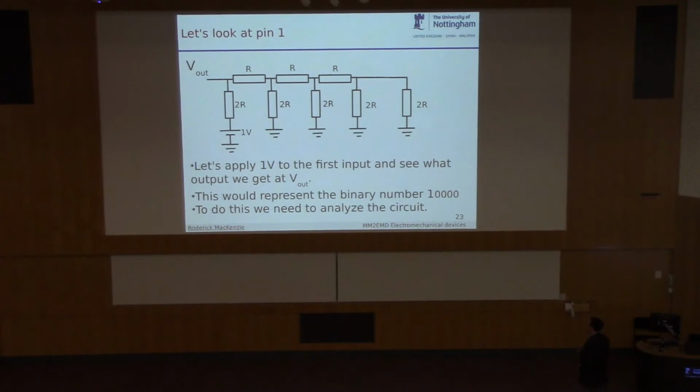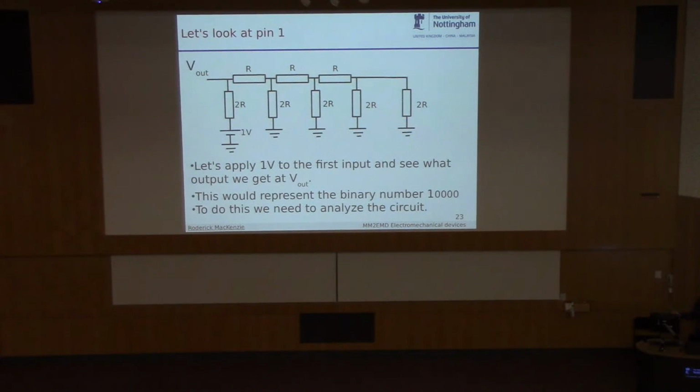So let's apply 1 volt to this pin here. So we've got a number of 1, 0, 0, 0, 0. So this is connected to 1 volt, this is connected to 0 volts, this is connected to 0 volts, this is connected to 0 volts, this is connected to 0 volts. And the game is to try and figure out what is V out for this circuit. What is the output there? Now, it's incredibly elegant, and you'll see how this works.